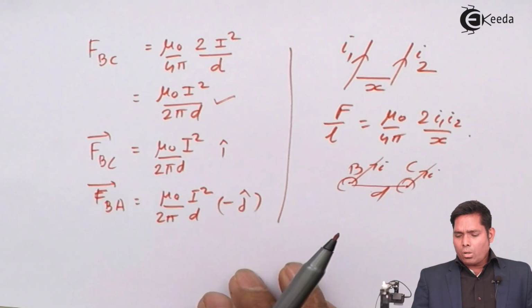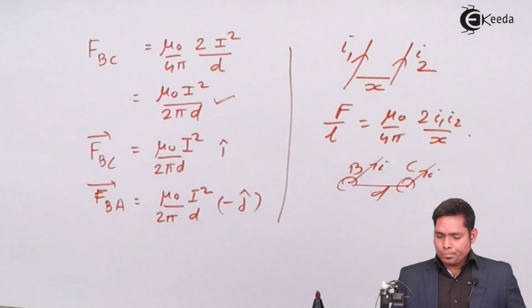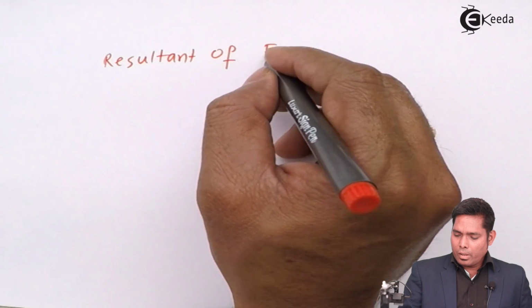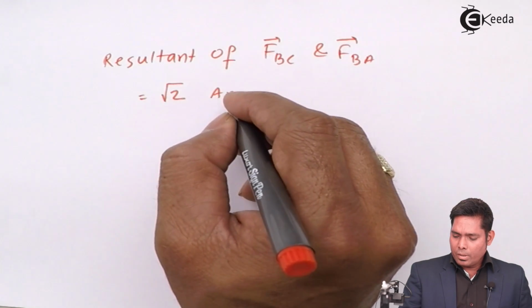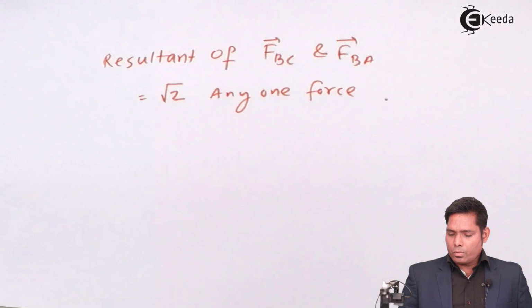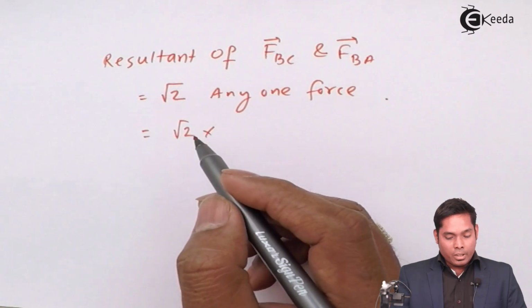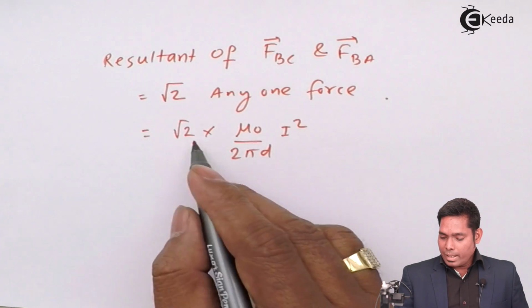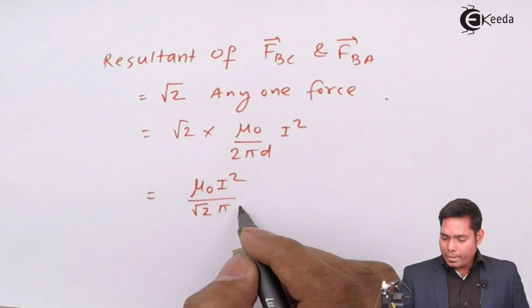So we have got the magnitude of these two forces, so the resultant will be root 2 times this value. So the resultant of FBC and FBA is root 2 times any one force. Obviously I am finding the magnitude of the resultant, and that is root 2 times any one of the forces, like this one, mu 0 upon 2 pi d times I square. This root 2 will cancel out and one root 2 will be left here, so it is mu 0 I square upon root 2 pi d.